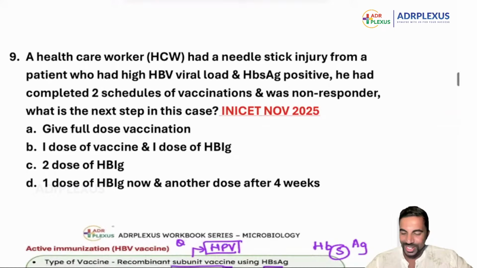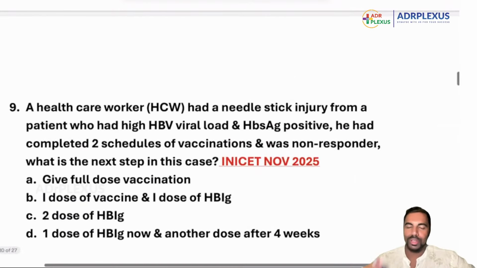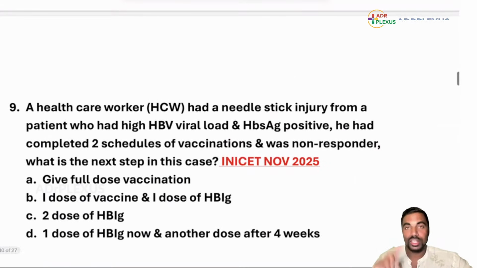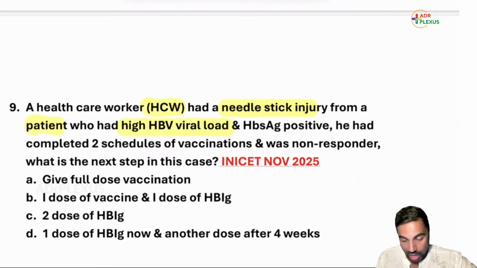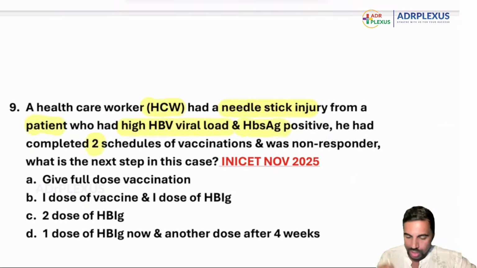This question also I stressed. Please remember that in hepatitis B vaccination, healthcare workers have some importance, and we expected it in INICET, and it has come. A healthcare worker has a needle stick injury, and the patient had a high HBV load and is HBsAg positive. This healthcare worker has completed 2 schedules of vaccination and is also a non-responder. So what is the next step?